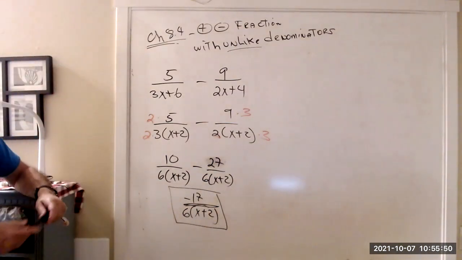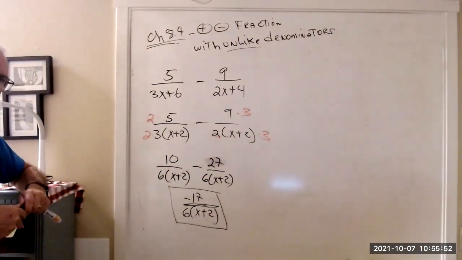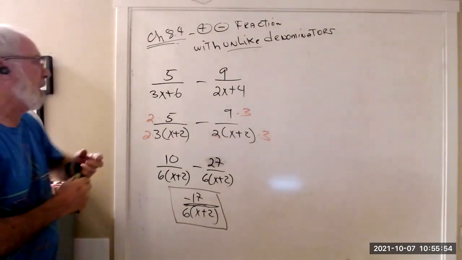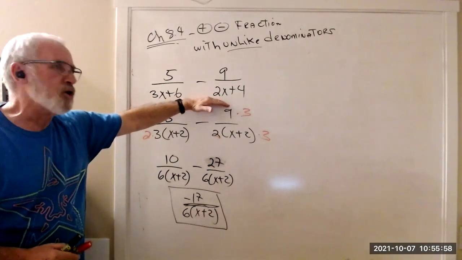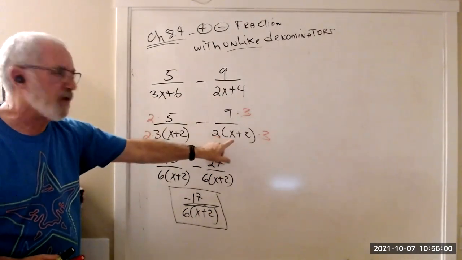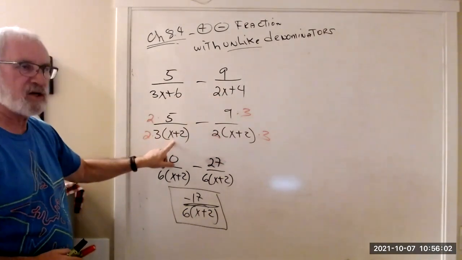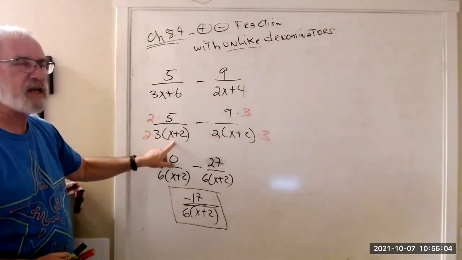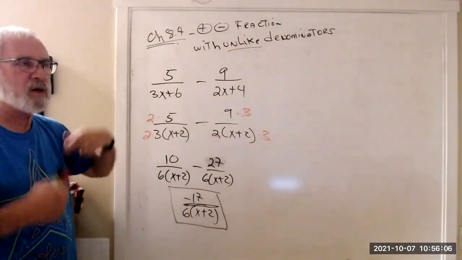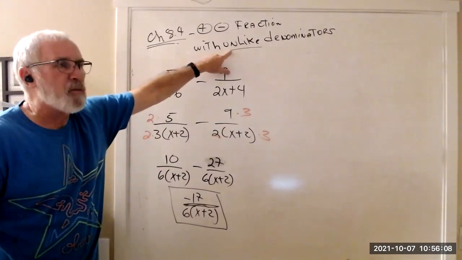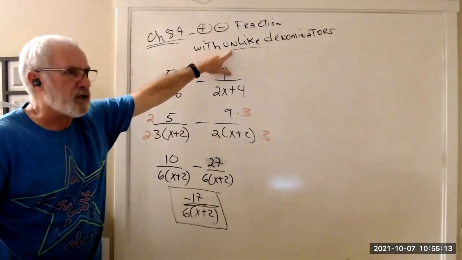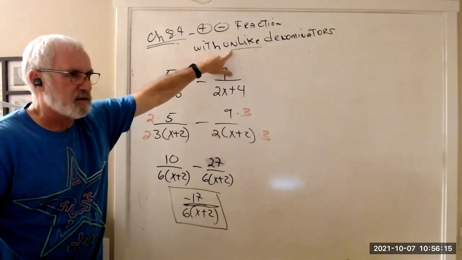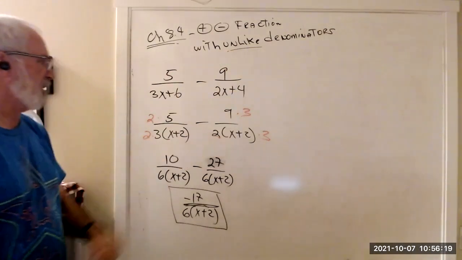So what's different about this problem? I factored the denominators first and noticed that they already had something in common. So I didn't have to worry about that. They already were somewhat alike. They weren't completely alike, but they were awfully close to being the same. So I just worked to make them the same.